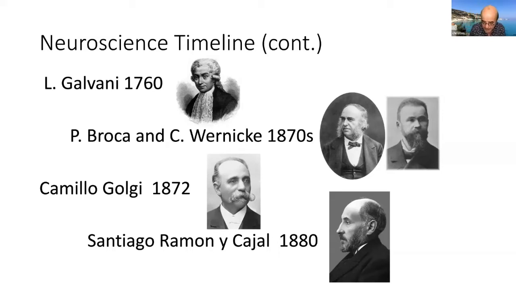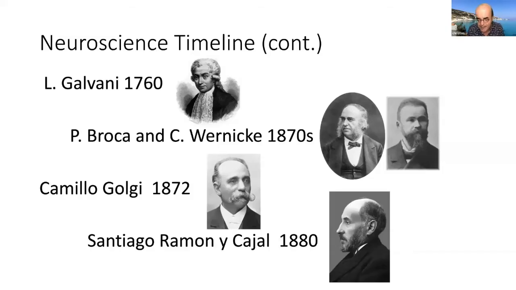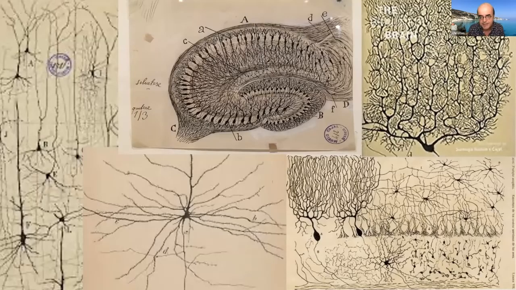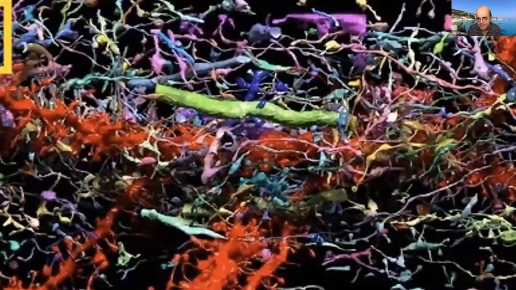But because of that, Ramón y Cajal was able to see this, okay? And these are the paintings of Ramón y Cajal of what he saw in the microscope through the Golgi stain. Beautiful work, and also very powerful scientific work. Incidentally, there's a book with this title and containing these paintings. This is the messy brain.